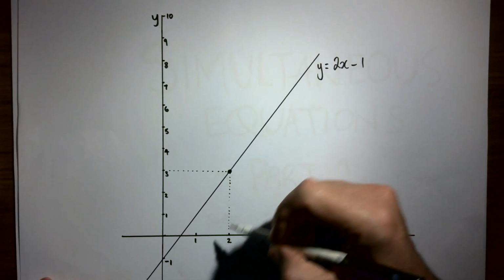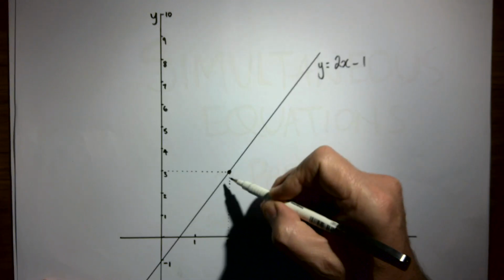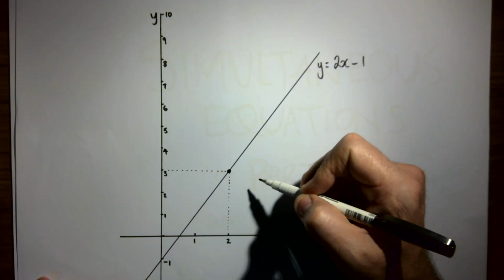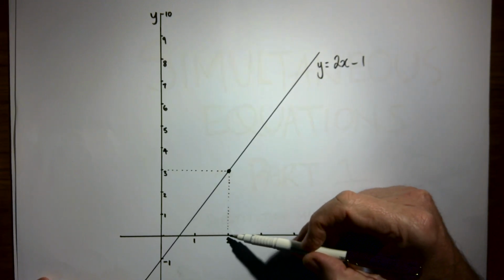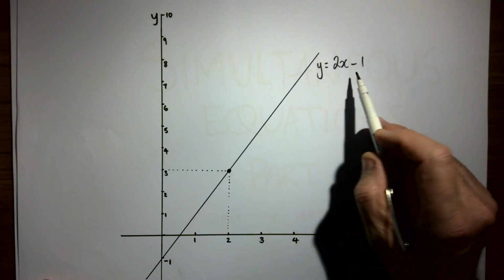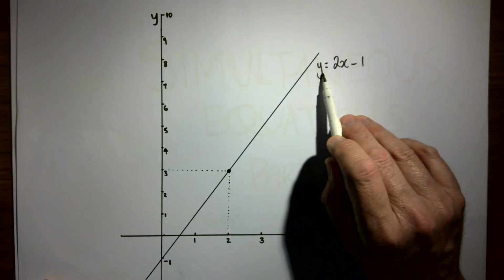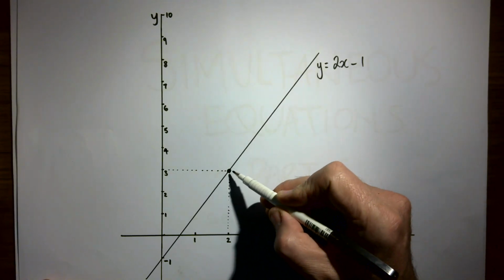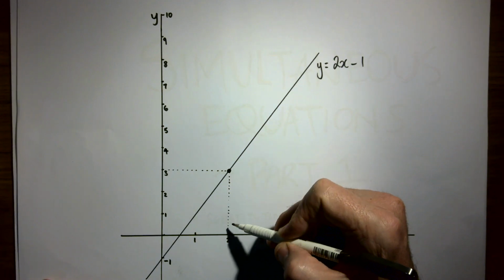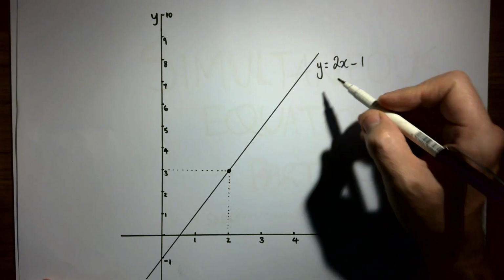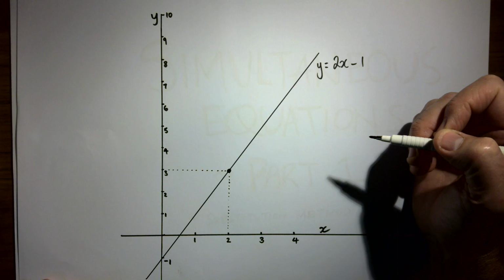The point (2, 3) lies on the line, which means if we substitute in x of 2, do the number crunching, we get a y of 3. So in other words, the coordinates of this point satisfy that equation.